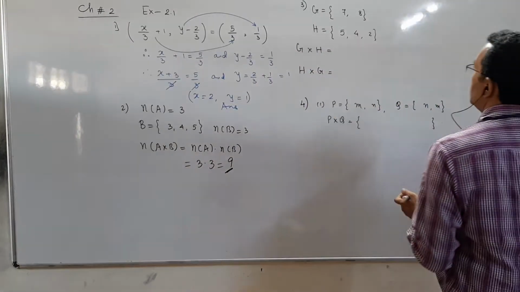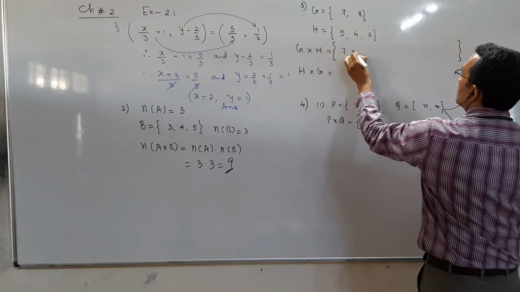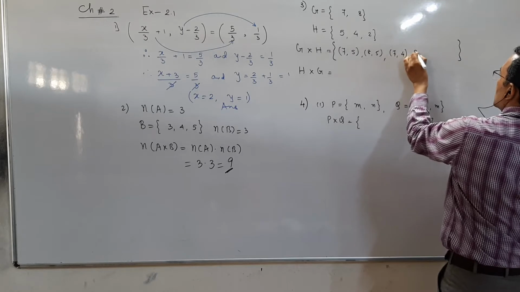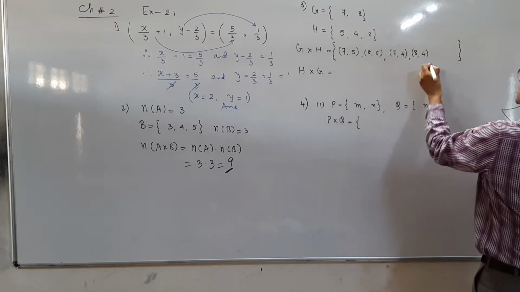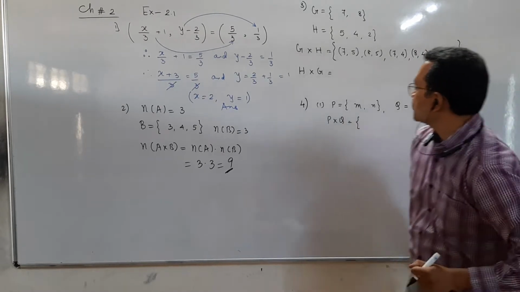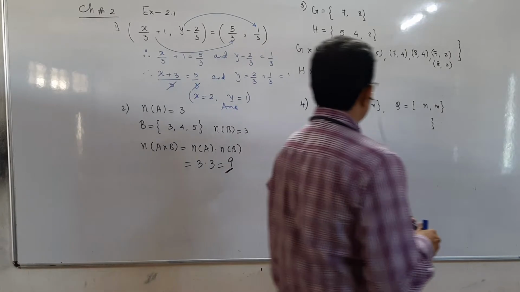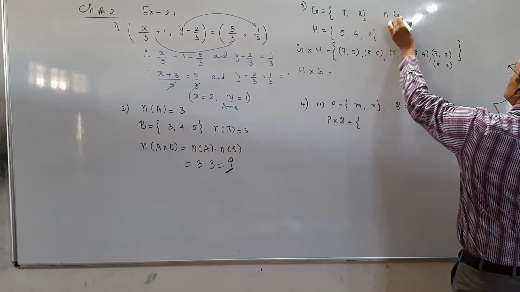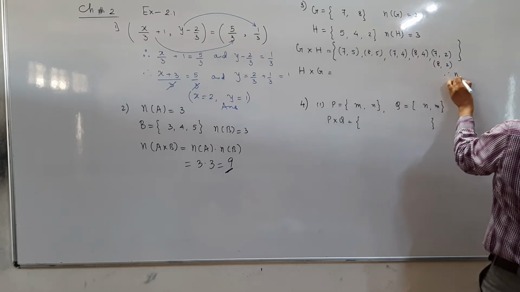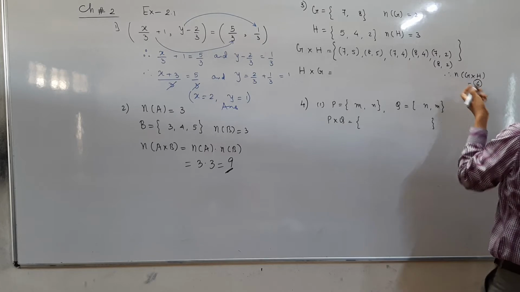Now students, let us operate G cross H. G cross H is the set of ordered pairs (7, 5), (8, 5), then (7, 4), (8, 4), then (7, 2) and (8, 2). So these are the ordered pairs which we have written. So how many ordered pairs? 6. You can check. Cardinal number of G is 2. Cardinal number of H is 3. Therefore, cardinal number of G cross H will be 2 into 3, which is 6.